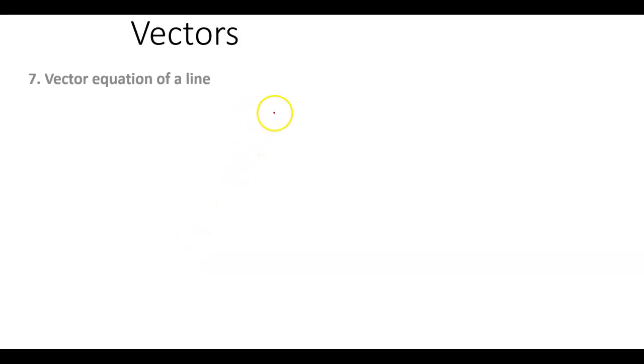Now, if I have a line that passes through 2 points, say point A is 1, 3, negative 2, and point B is 5, 6, and maybe 0. We call this line 1, and you want to find the equation of this line. The line passes through the points A and B. You want to find the equation of this line in vector form.